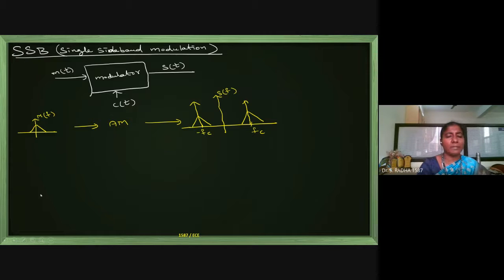And also we know the height of this: AC mu by 4, and then here the height is AC by 2, and AC mu by 4. In multi-tone it is AC Ka by 4. Single tone means mu by 4 and multi-tone it is Ka by 4. Ka means amplitude sensitivity. This is about AM.